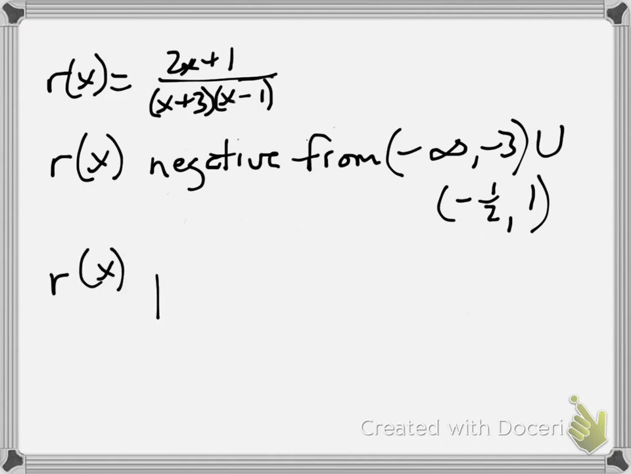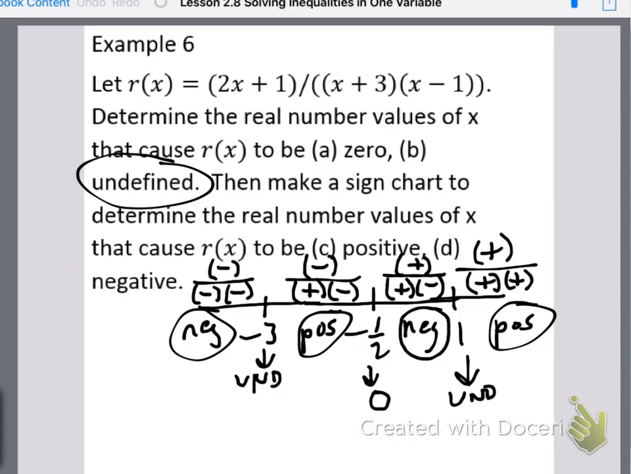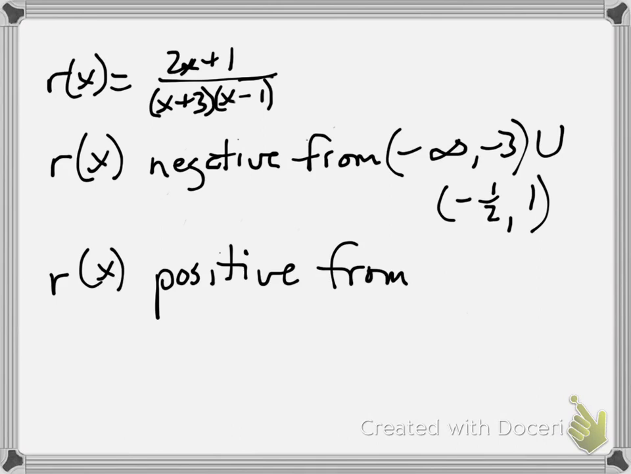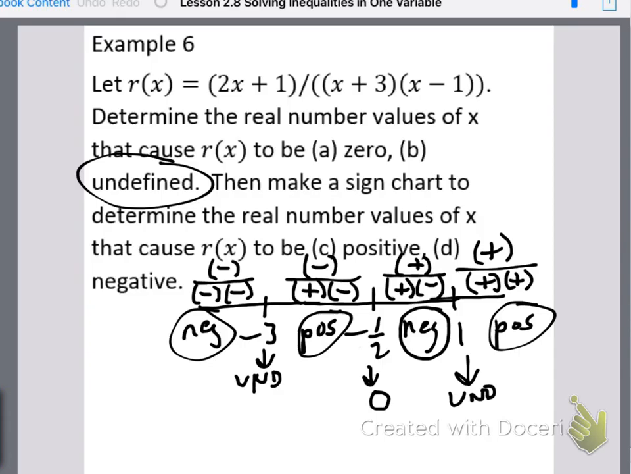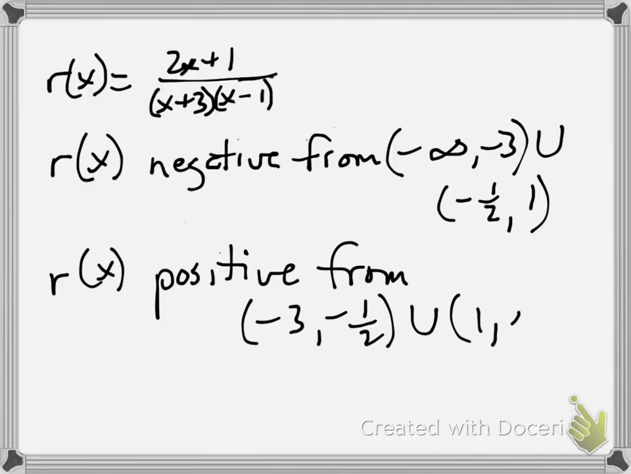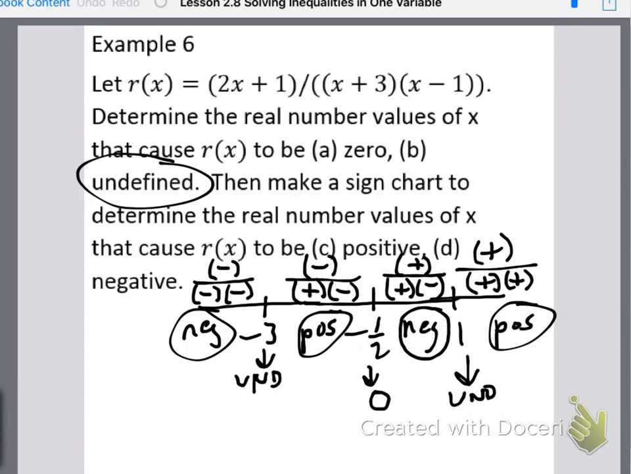Now, r of x is positive from where? Well, it's positive from -3 to -1/2. Okay, that time I did it right. Anyway, and then it's also positive from 1 to infinity. So that's how you figure out your intervals of where the function is negative and where it's positive. Find your zeros, find your x's where the function's undefined, and then use those numbers to make your sign chart.